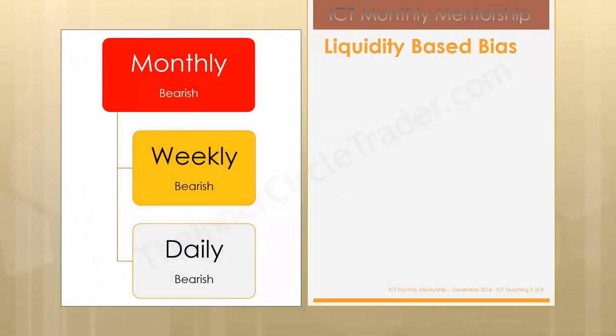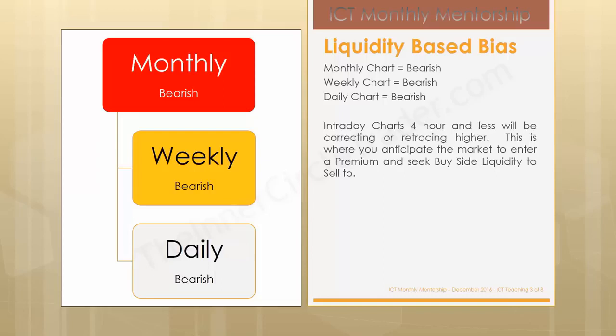Okay, liquidity-based bias. If the monthly chart is bearish, the weekly chart's bearish, and the daily chart's bearish, that'll give us a wonderful opportunity to get in sync with institutional order flow. Intraday charts, 4 hours and less, will be correcting and retracing higher. Now again, the markets are predisposed to go lower because on the monthly, weekly, and daily, we have arrived at a bias where we have seen price want to go lower. It's been making lower lows and lower highs. Support levels are giving way. Resistance levels are being formed and being respected.